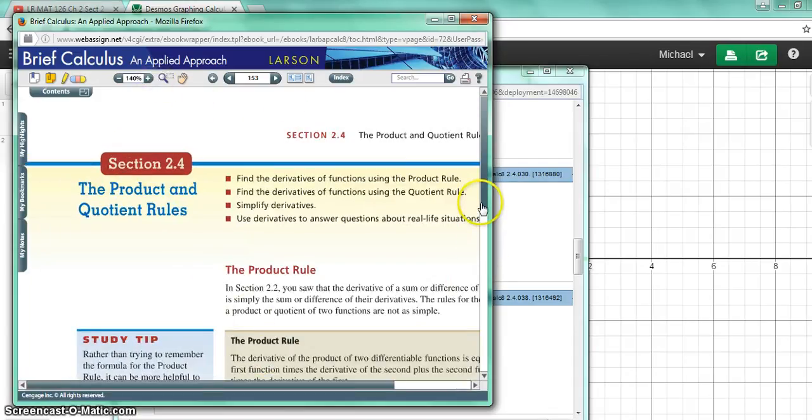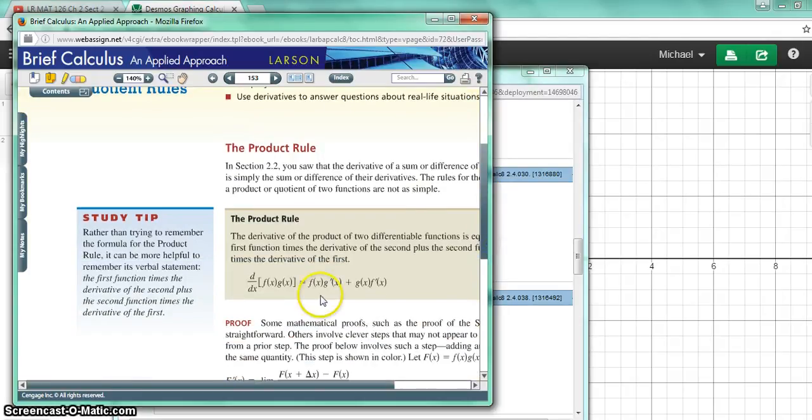The way that they describe it, when you have the product of two functions, to take the derivative of that, you take your first function as is, multiply it by the derivative of the second, and then you add the second function as it is times the derivative of the first function.